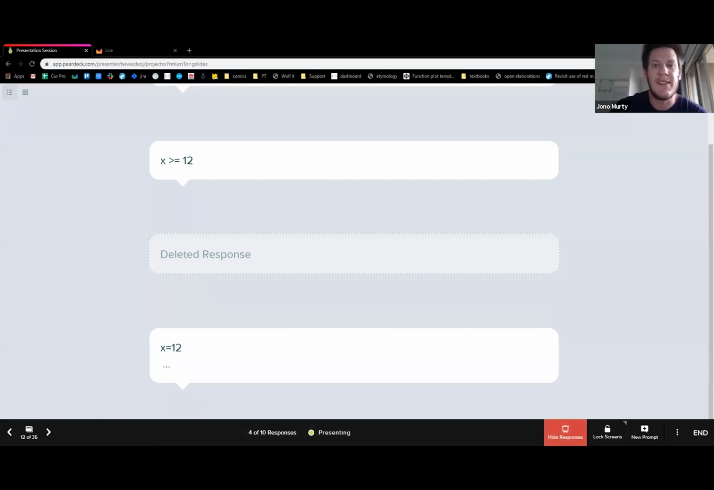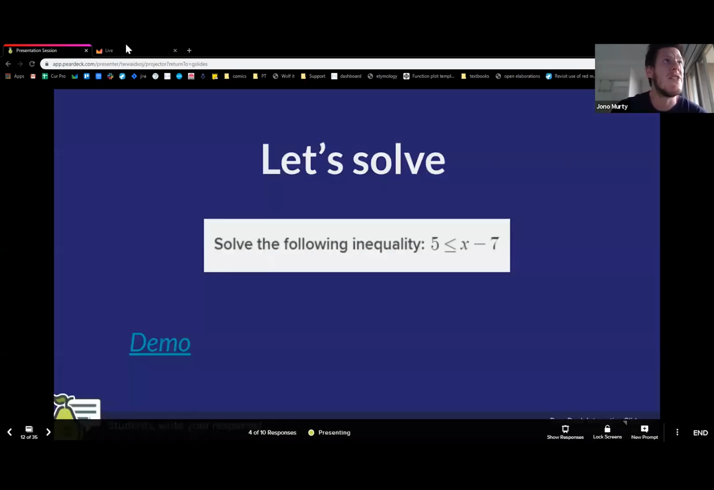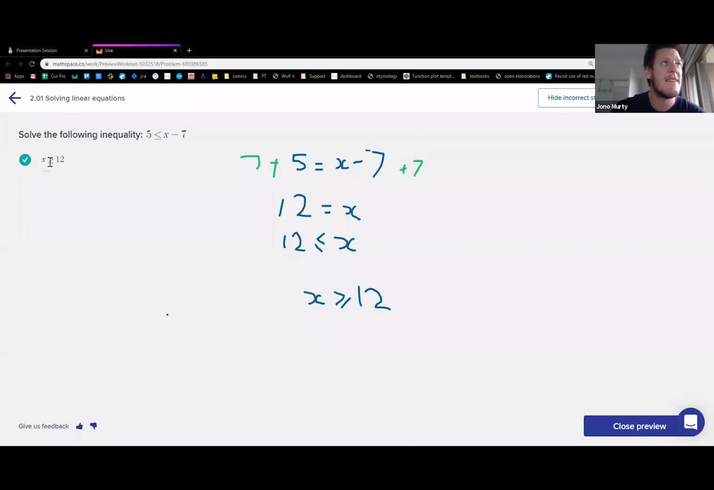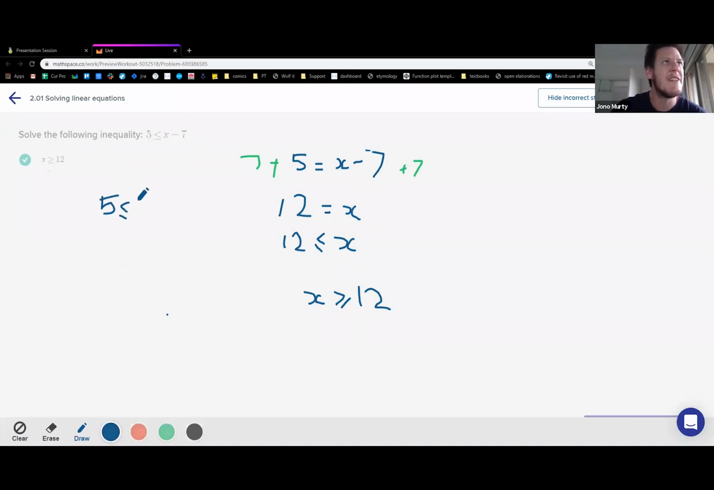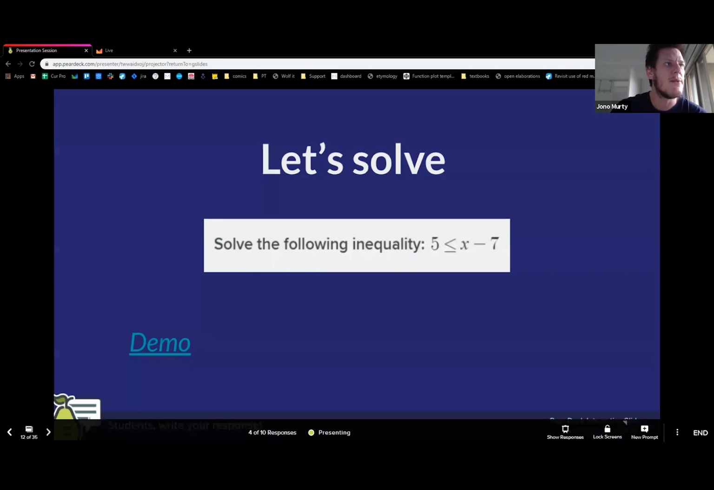Okay, so x equals 12 is a solution. It is not all of the solutions. So in inequalities, we want to write a statement that shows us all of the solutions. So much like here, we want to write x is greater than or equal to 12. If x was 20, we can just quickly check. 5 is less than or equal to 20 minus 7, which is saying 5 is less than or equal to 13, and 5 is always less than or equal to 13. So we know that any value of x greater than or equal to 12 will be a correct solution for this one. Okay, we can move to the next one now.